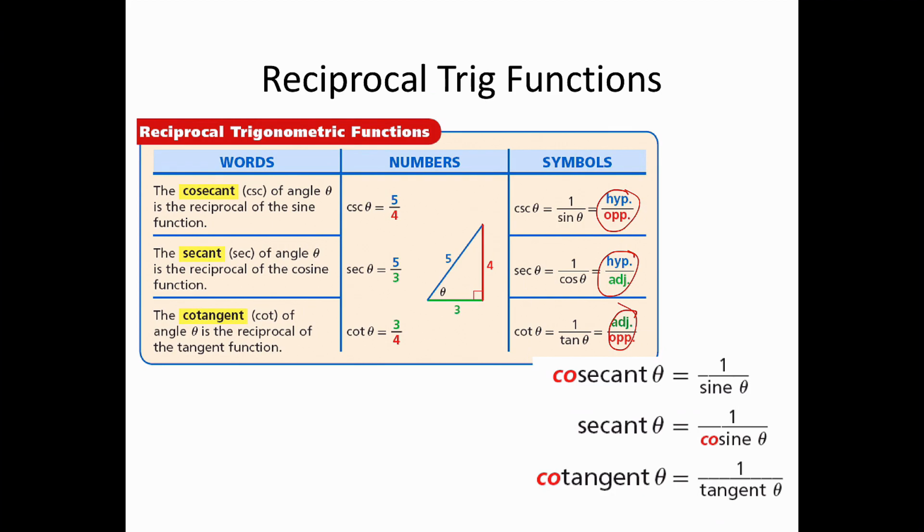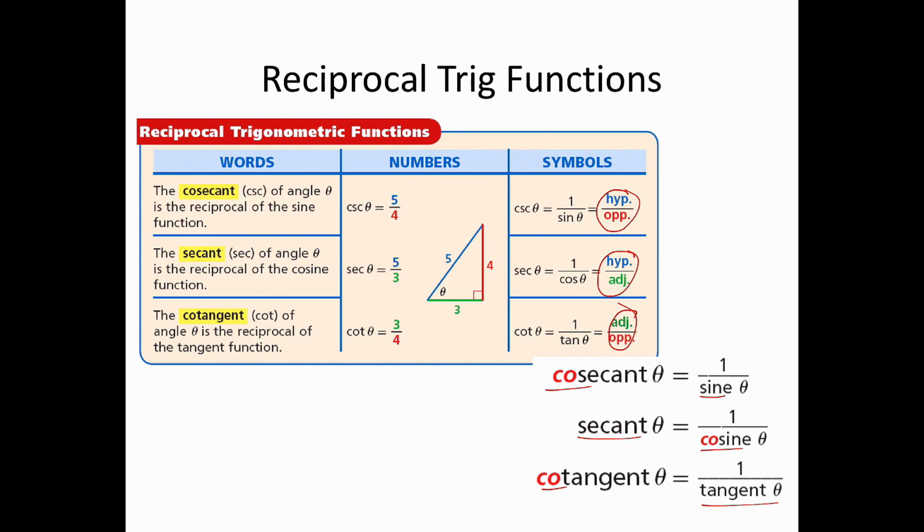But looking at these, cosecant is 1 over sine, secant is 1 over cosine, cotangent is 1 over tangent. They each have one "co" in it. Quite frankly, I've never found that super helpful. If it helps you, great. For many of us, myself included, it's just kind of a matter of memorizing.